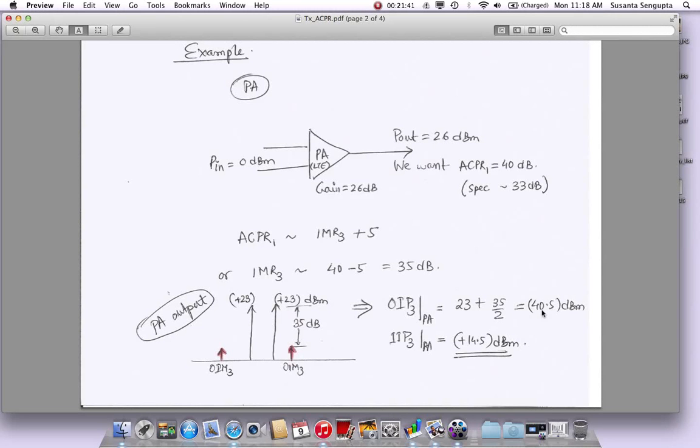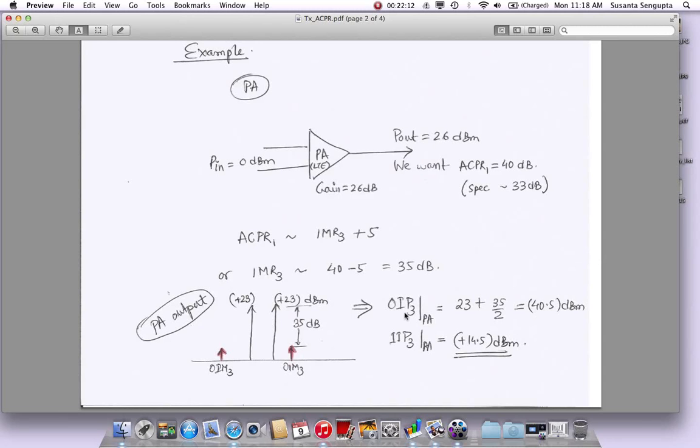If you have designed linear and nonlinear circuits, getting such big numbers in the order of 40 to 45 dBm is very, very difficult from CMOS, and that's one of the reasons why most of these power amplifiers are still gallium arsenide. They're bipolar and they're very, very linear. They're inherently much more linear than CMOS. So the output IP3 could be a very big number, and you will need that to get an ACPR of about 40 dB with a P out of about 26 dBm.